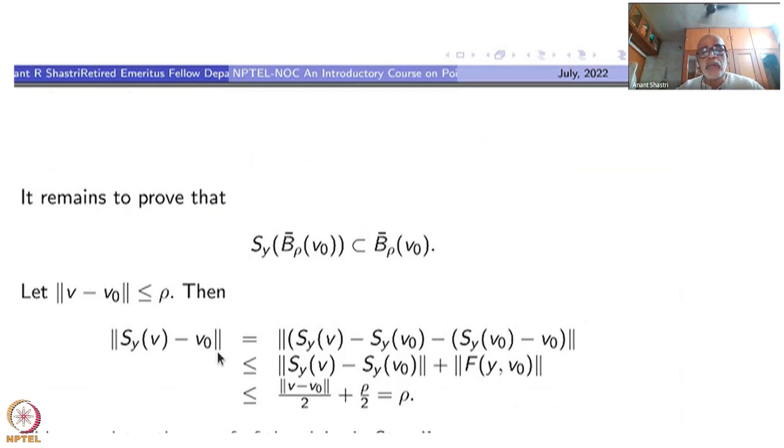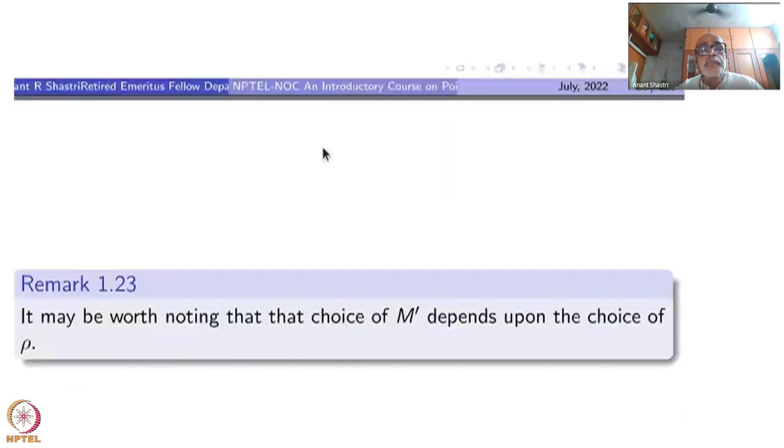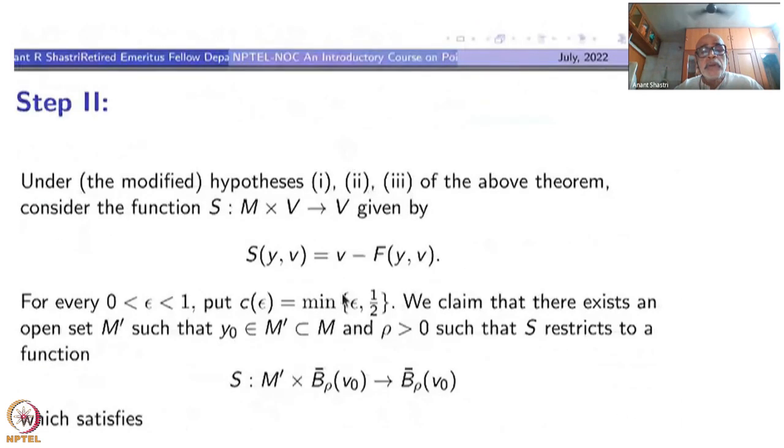So I am looking at the norm of this one. Now here you add and subtract S_y of v naught. So S_y of v minus S_y of v naught, plus S_y of v naught minus v naught, where S_y of v naught is v naught minus F of y, v naught. Look at this definition: F is S_y. Minus of minus will be plus. The norm when you take, they are the same. F of y, v naught is this. We bring this one on this side, so v minus this one.